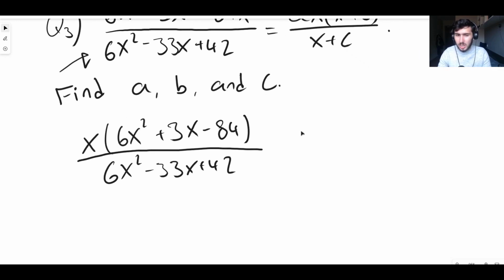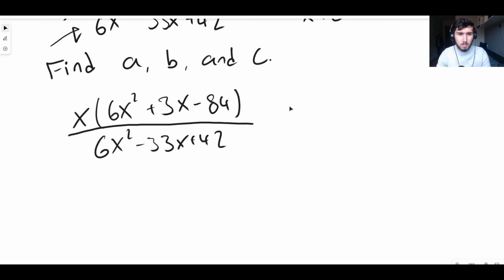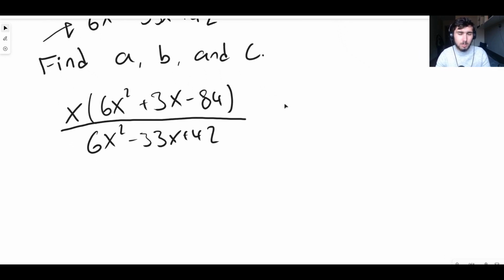Now what we can do is see if we can factorize 6x squared plus 3x minus 84, and also see if we can factorize 6x squared minus 33x plus 42 and see what that gives us. I actually don't know that off the top of my head, but luckily you have a calculator, and you can do it on a calculator in your real exam. That's what I'm going to do as well.